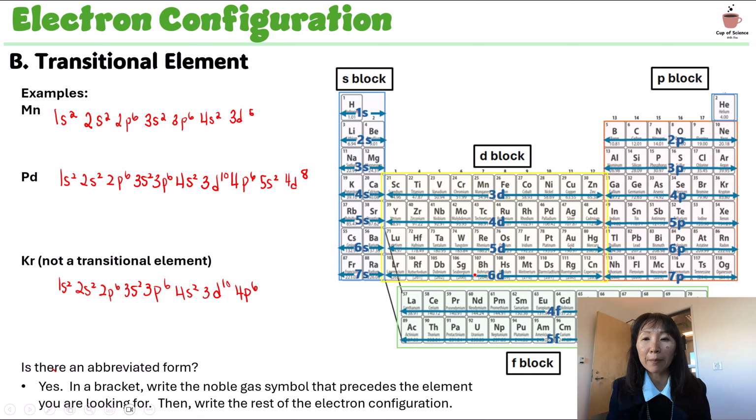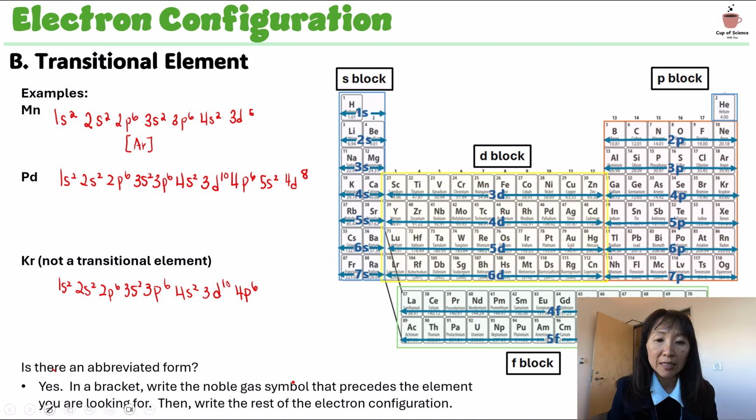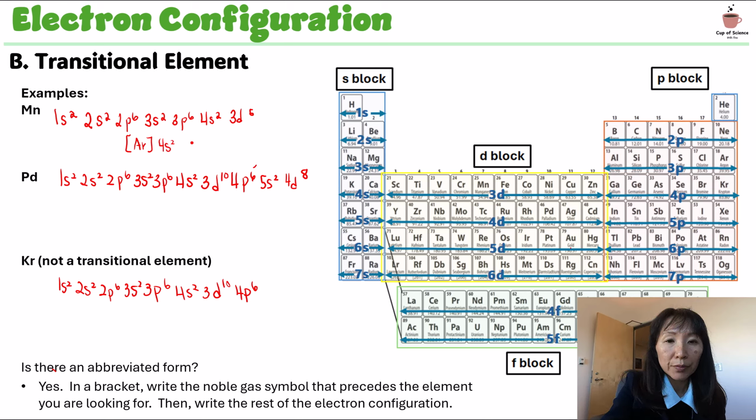So for example, here's manganese. What is the noble gas right before it? Okay, the noble gas right before it is argon. So you would write a bracket argon. So that's what it's saying. Write the noble gas symbol that precedes the element you're looking for. Then you write the rest of the configuration. So this bracket represents all the way up to 3p6. So argon over here goes only up to 3p6. And then we write the rest, which is the 4s2 and the 3d5.